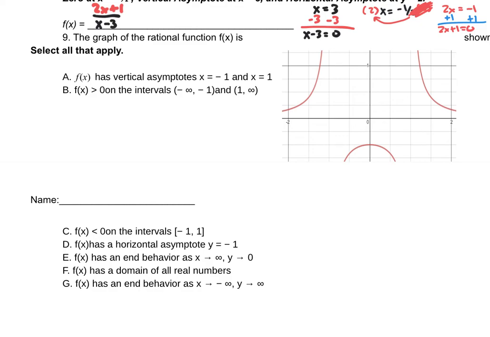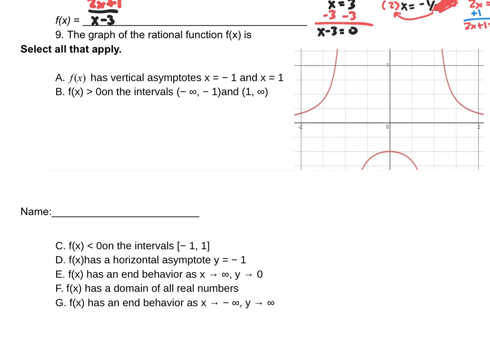All right, so on number 9, you got to select all that apply. So if it's true, you circle it. If it's false, mark it out, okay? Now, the best thing for you to do here is to go ahead and label your asymptotes.